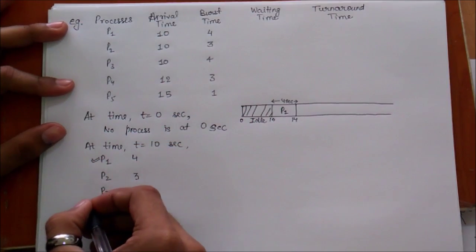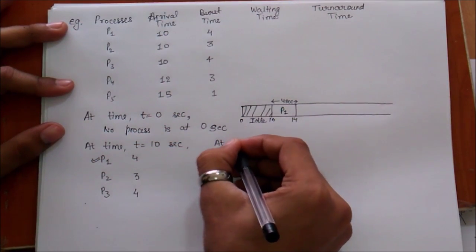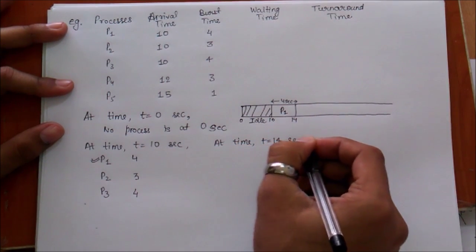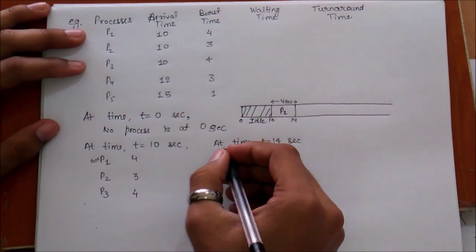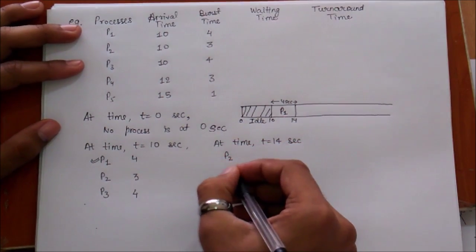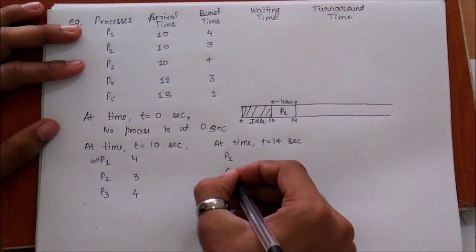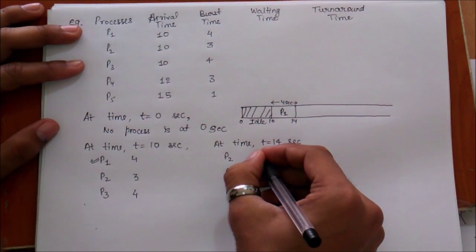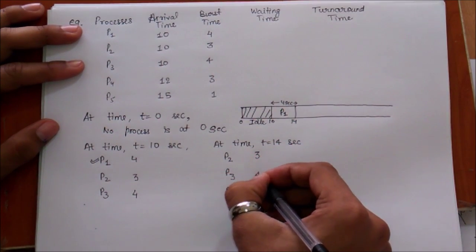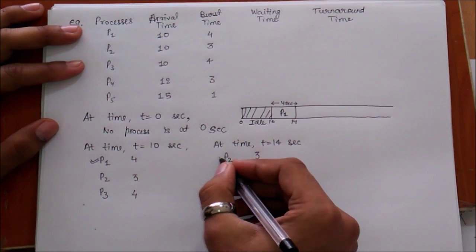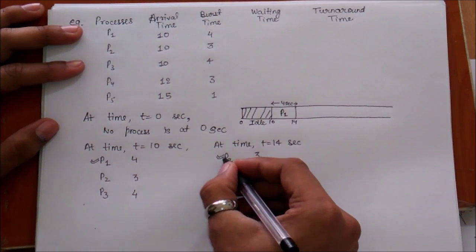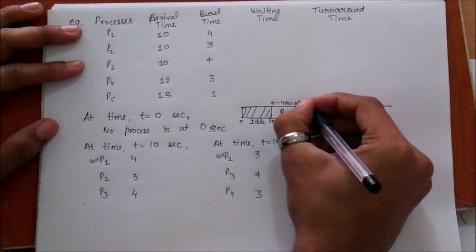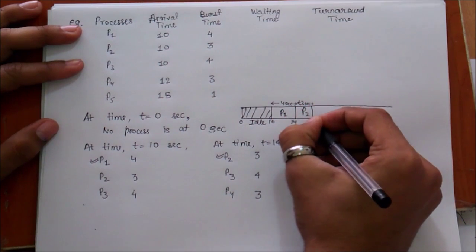Now we move to time 14 seconds. At 14 seconds, we see that in the ready queue there is P2, P3 and P4 which arrives at 12 seconds. So we have the burst time of 3, 4 and 3. Now since P2 is second in the ready queue, we run it after P1. It runs up to 3 seconds and goes up to 17.